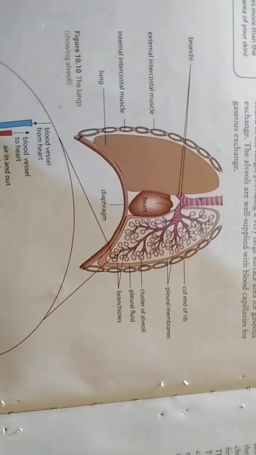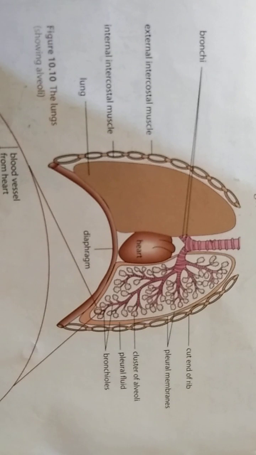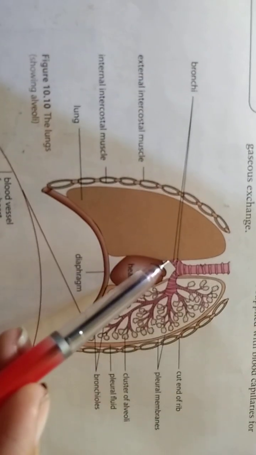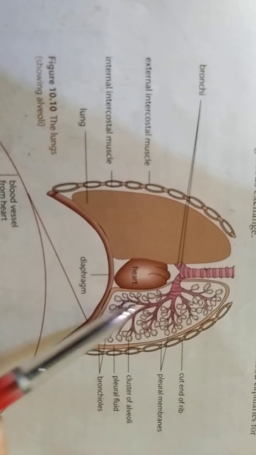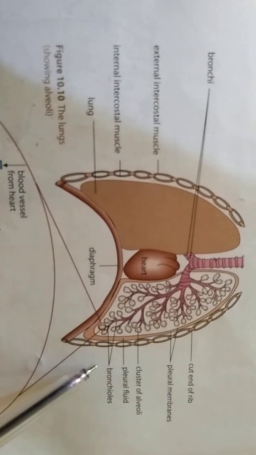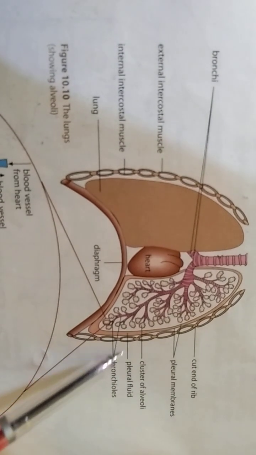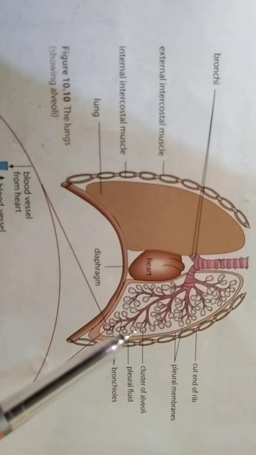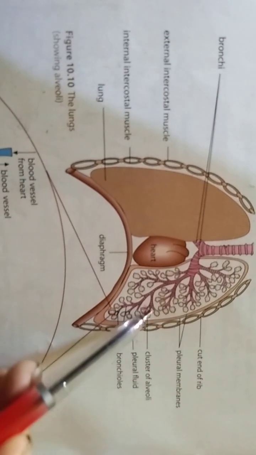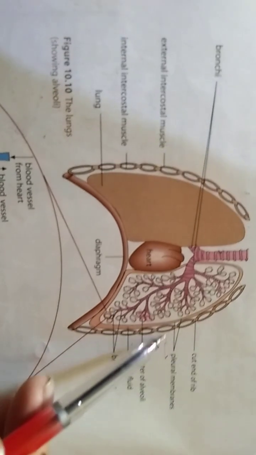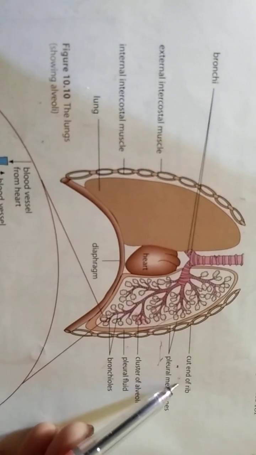Look at this diagram and try to understand it. Here the bronchi are present. Bronchi divide and expand in the lungs, and these are called bronchioles. Here is the pleural fluid. Pleural fluid means the cavity in which the lungs are present. Cluster of alveoli. These are the cluster of alveoli. Pleural membrane. The outer membrane boundary line is called the pleural membrane. Cut end of rib.